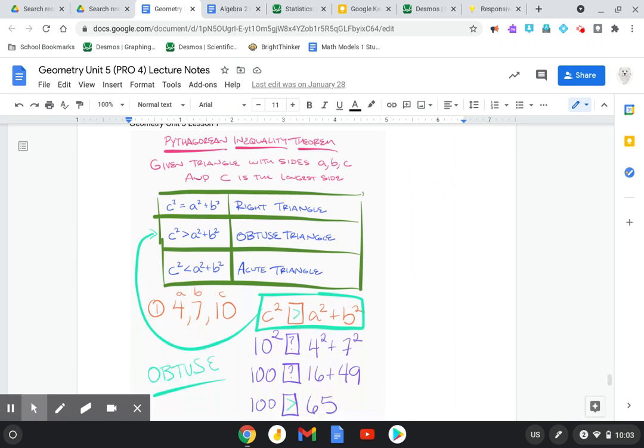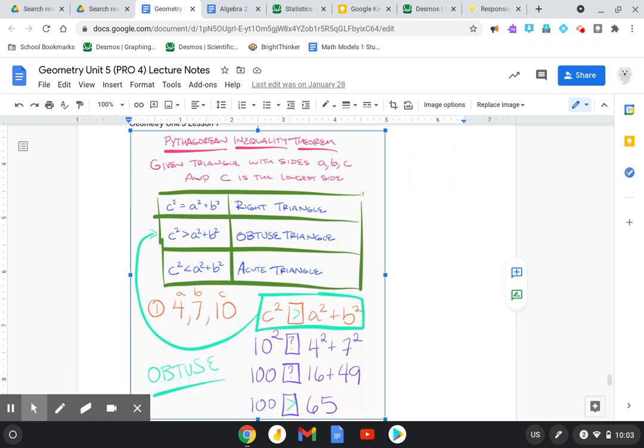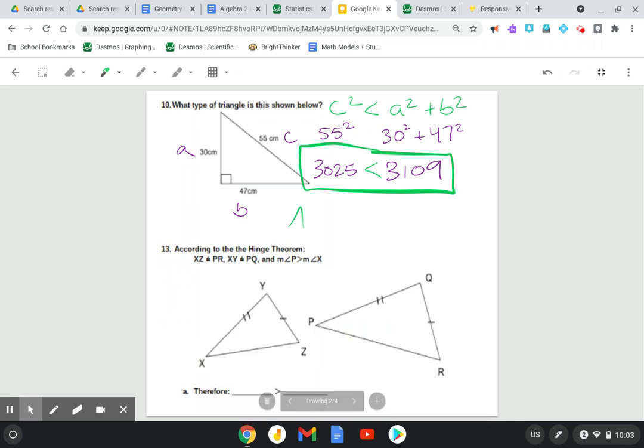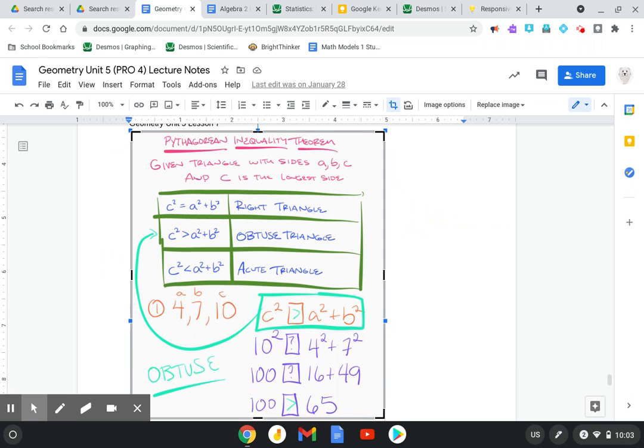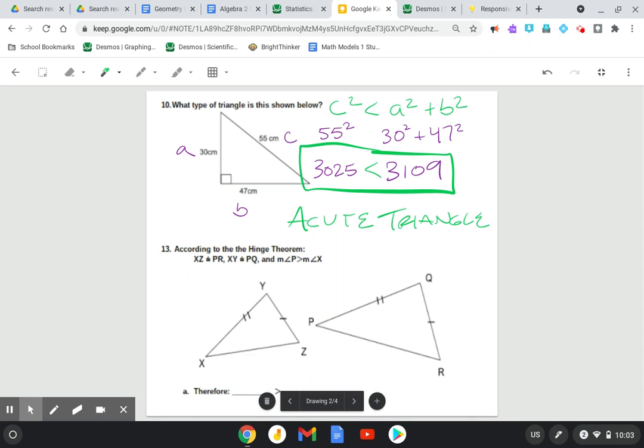So we look at our table, which you can have on your test, and we see that that means it's an acute triangle because it falls in the third row here. So that's going to be an acute triangle. That's how you do those. It has to fall into one of these 3 categories. It's either equal to, which is a right triangle, greater than, which is an obtuse triangle, or less than, which is an acute triangle. We get another question about the hinge theorem.